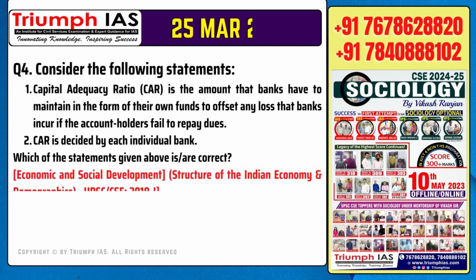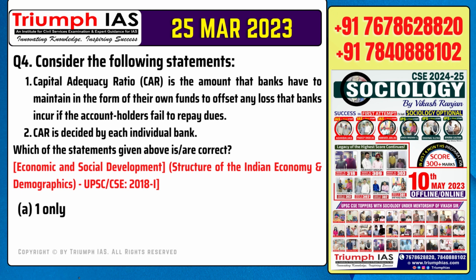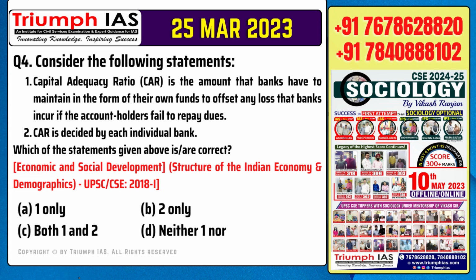Question number 4. Consider the following statements. Statement 1. Capital adequacy ratio, CAR, is the amount that banks have to maintain in the form of their own funds to offset any loss that banks incur if the account holders fail to repay dues. Statement 2. CAR is decided by each individual bank.